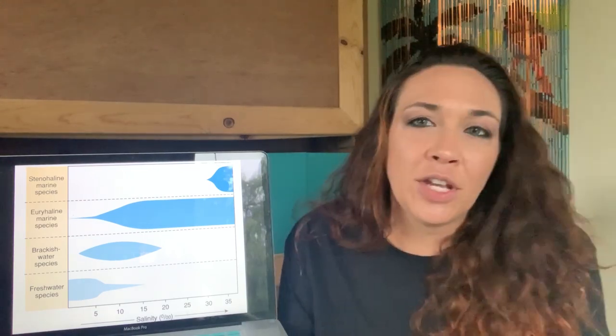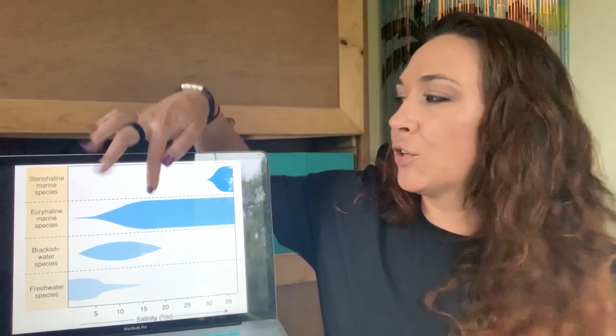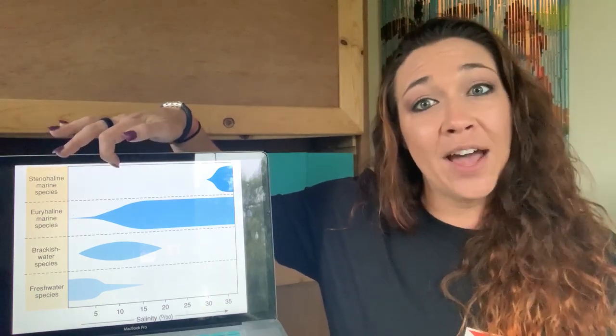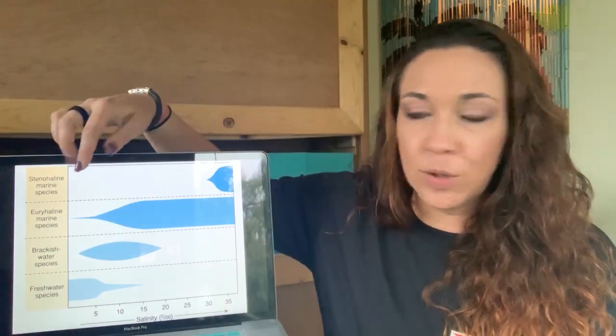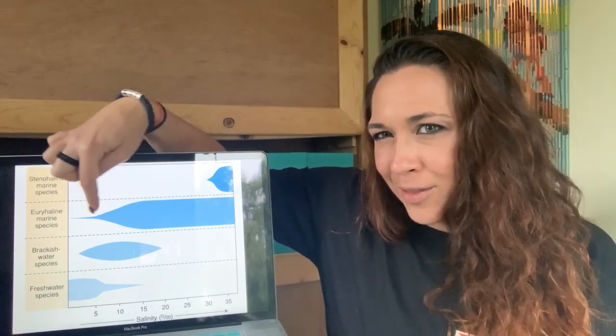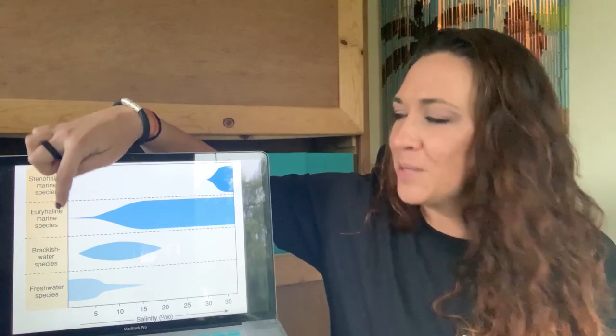Again, these are the salinity ranges for different species. What you can see right here is a euryhaline species, and all the blue is where they can survive. Yes, it narrows right here when it gets to almost zero salinity, because that's basically pure fresh water. So they can still survive right on that little middle line, where there's a narrow range of those salinity marine species.